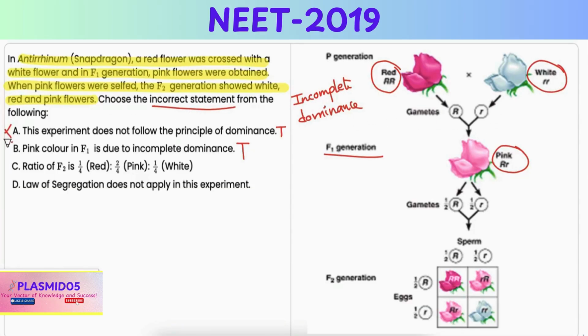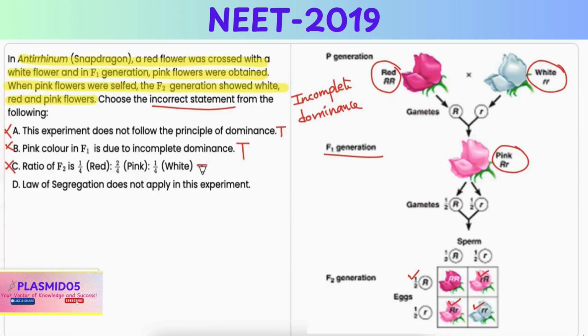Option C, ratio of F2 is 1 red, 2 pink and 1 white. This is also correct. In incomplete dominance, the selfing of the F1 generation, that is pink flowers, yields an F2 generation with a 1:2:1 phenotypic ratio, that is 1 red, 2 pink and 1 white. Hence, it is an incorrect option.